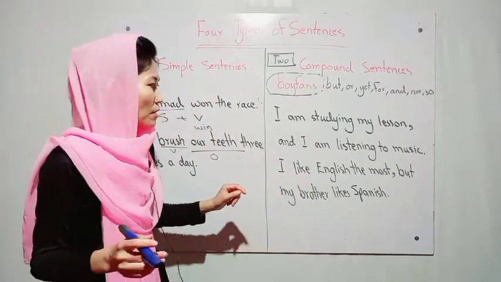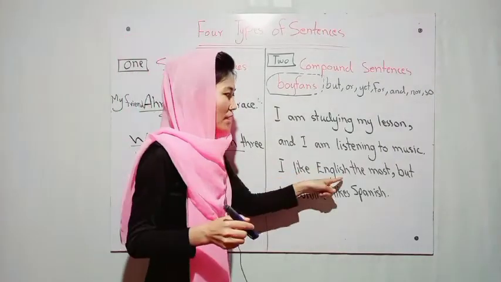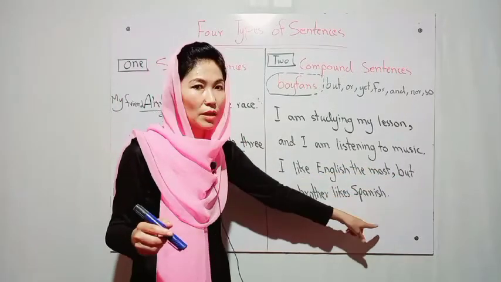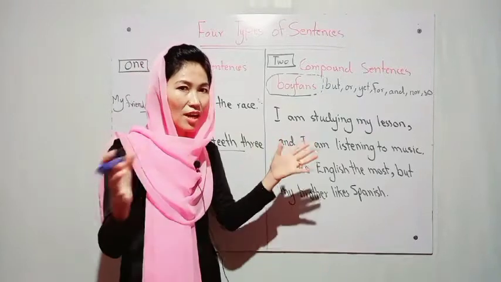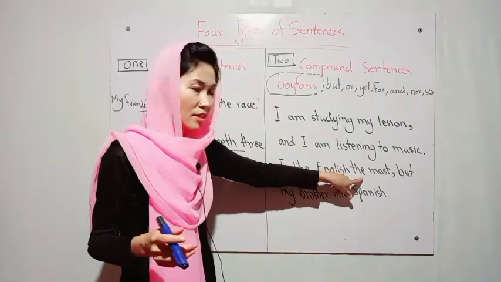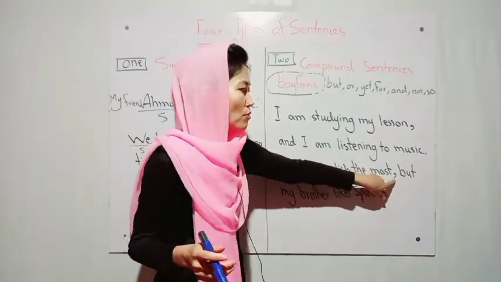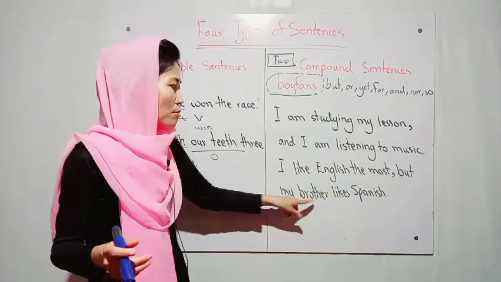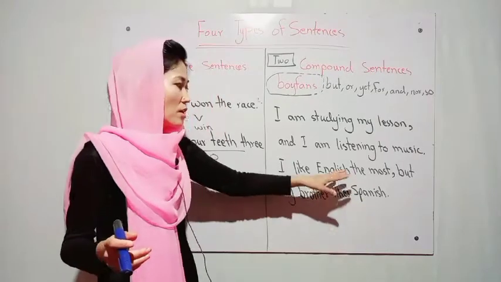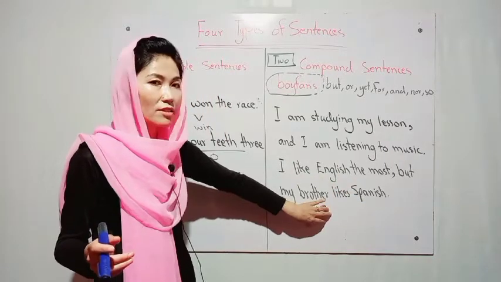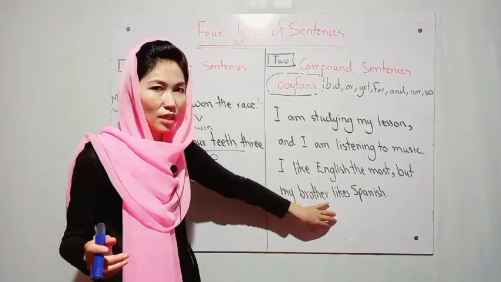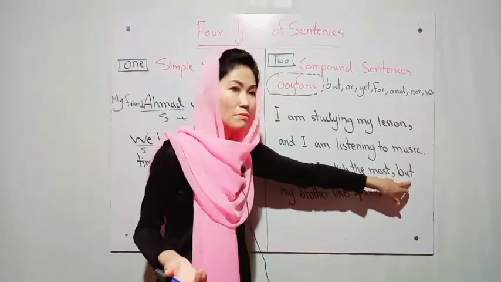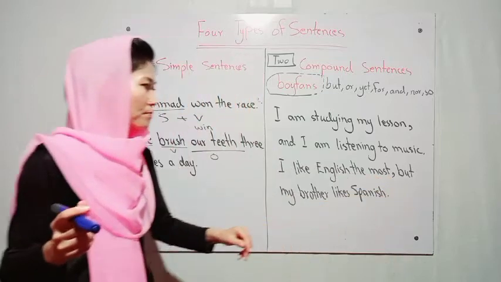The next example: I like English the most, but my brother likes Spanish. 2 opposite ideas. I like English the most, and before the conjunction but we have a comma, but my brother likes Spanish. We join 2 independent clauses into one compound sentence, one complete sentence, by but or by conjunctions.